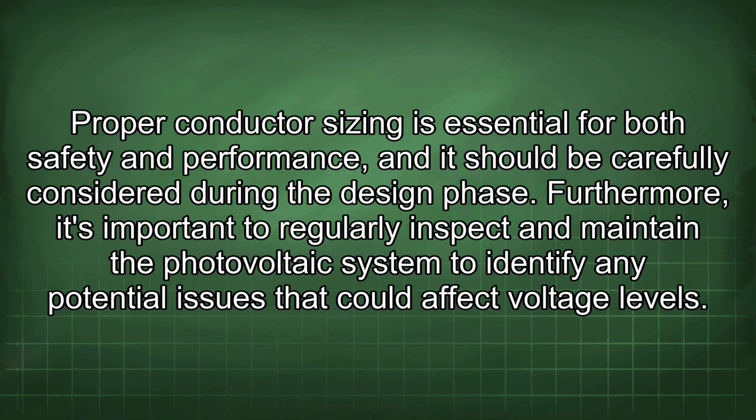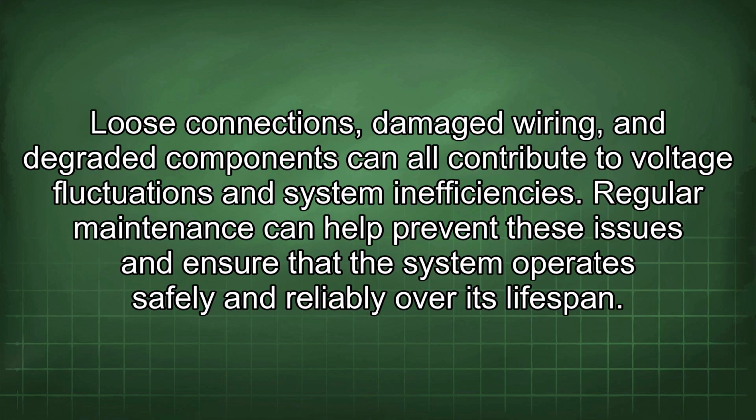Furthermore, it's important to regularly inspect and maintain the photovoltaic system to identify any potential issues that could affect voltage levels. Loose connections, damaged wiring, and degraded components can all contribute to voltage fluctuations and system inefficiencies. Regular maintenance can help prevent these issues and ensure that the system operates safely and reliably over its lifespan.